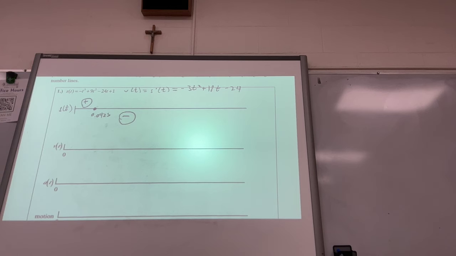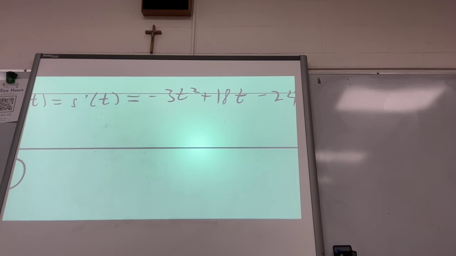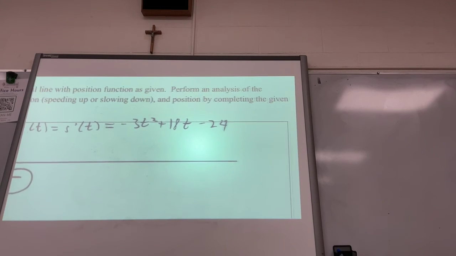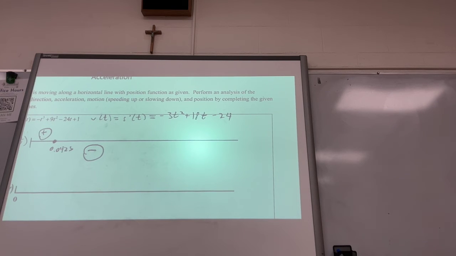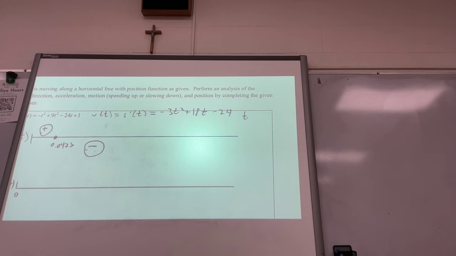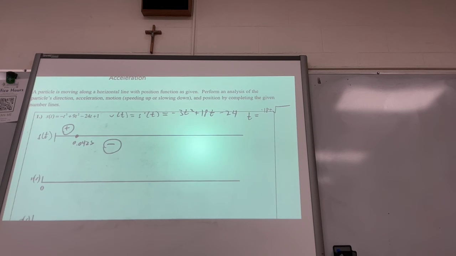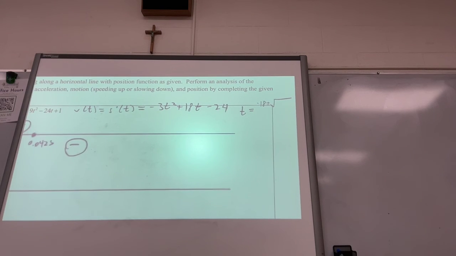Could we factor this one or no? I don't mind factoring quadratics, but I hate it when the lead coefficient is not 1, especially when it's a negative. So I would just recommend using the quadratic formula. Or you can divide by negative 3. So t equals the opposite of 18, plus or minus the square root of 18 squared minus 4 times negative 3 times negative 24, all over 2 times negative 3, which simplifies to 2 and 4.